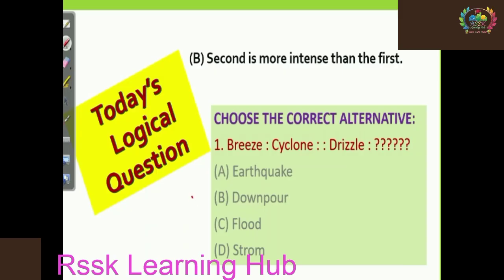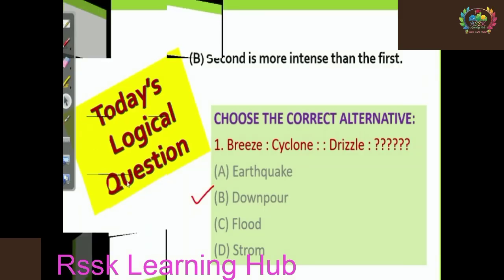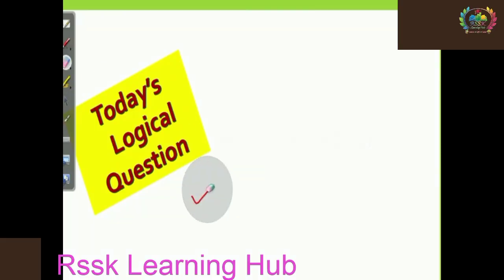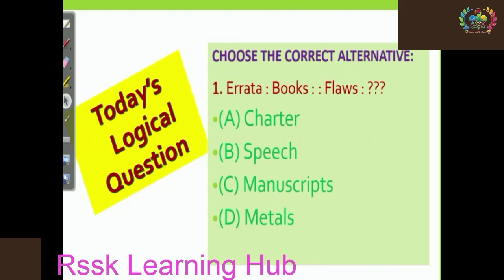Okay, students. Now take down today's logic question. Coming to today's question, it is the same concept as this one. You have to find the correct alternative. Errata stands for books. Similarly, flaws stand for what? What is meant by flaws? Okay, students, find the answer for this.